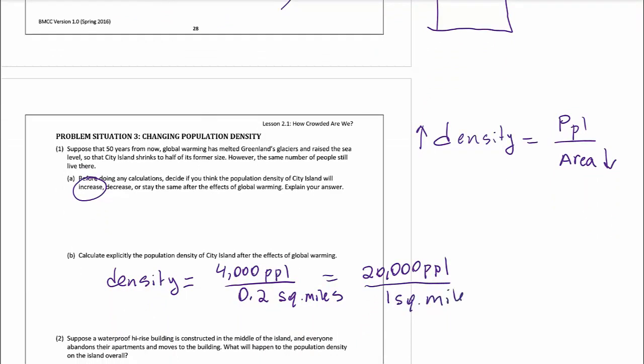Again, it does not mean that's how many people they're going to all of a sudden have on City Island. It just says that the density is going to become more crowded, and if you use the space, it's only 0.2, it's going to still have 4,000 people, but they're going to be closer together. So that number indicates the measure of crowdedness. The bigger the number, the more dense it is, the more crowded it is.